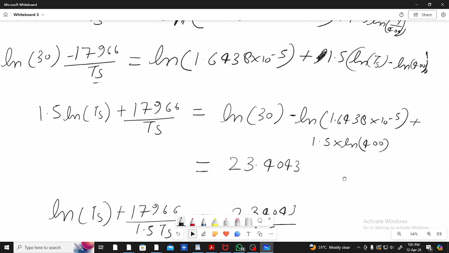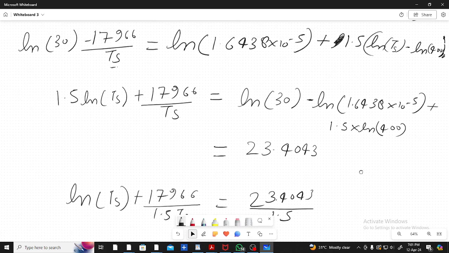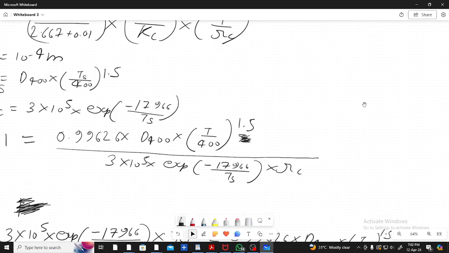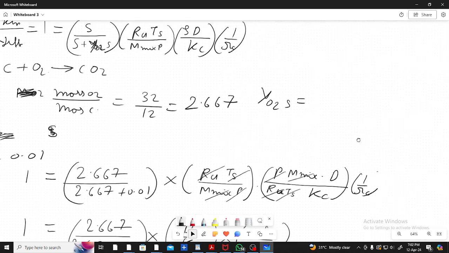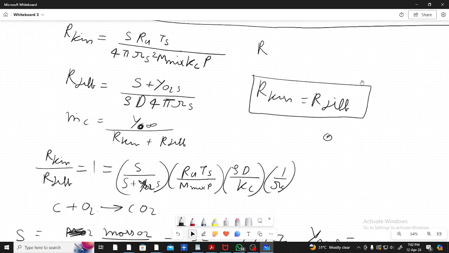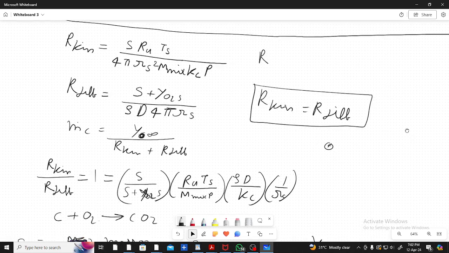This is not a difficult question. There is no such lengthy calculation or anything. The only thing is you should be knowing this. Everything is given in the question. You should be knowing this, and after that this question is easy. See, you need to know these two relations. If you know this, you can solve this question.